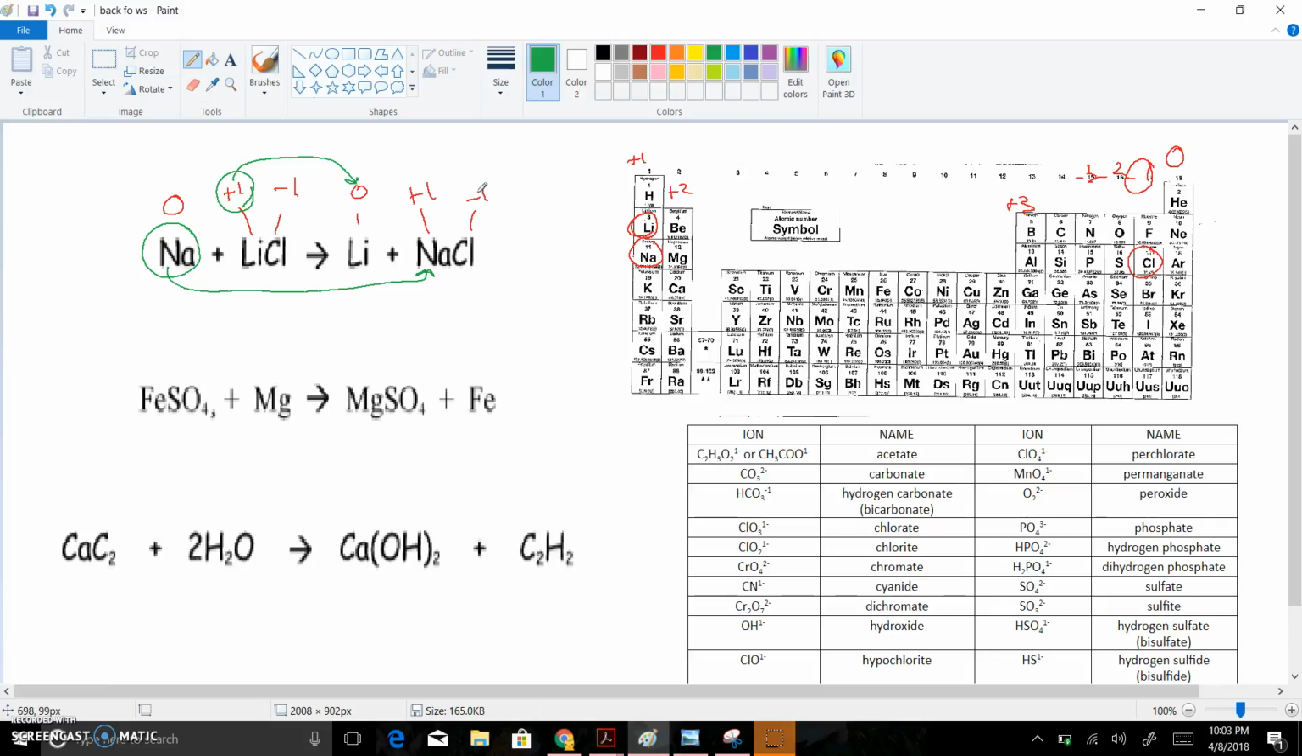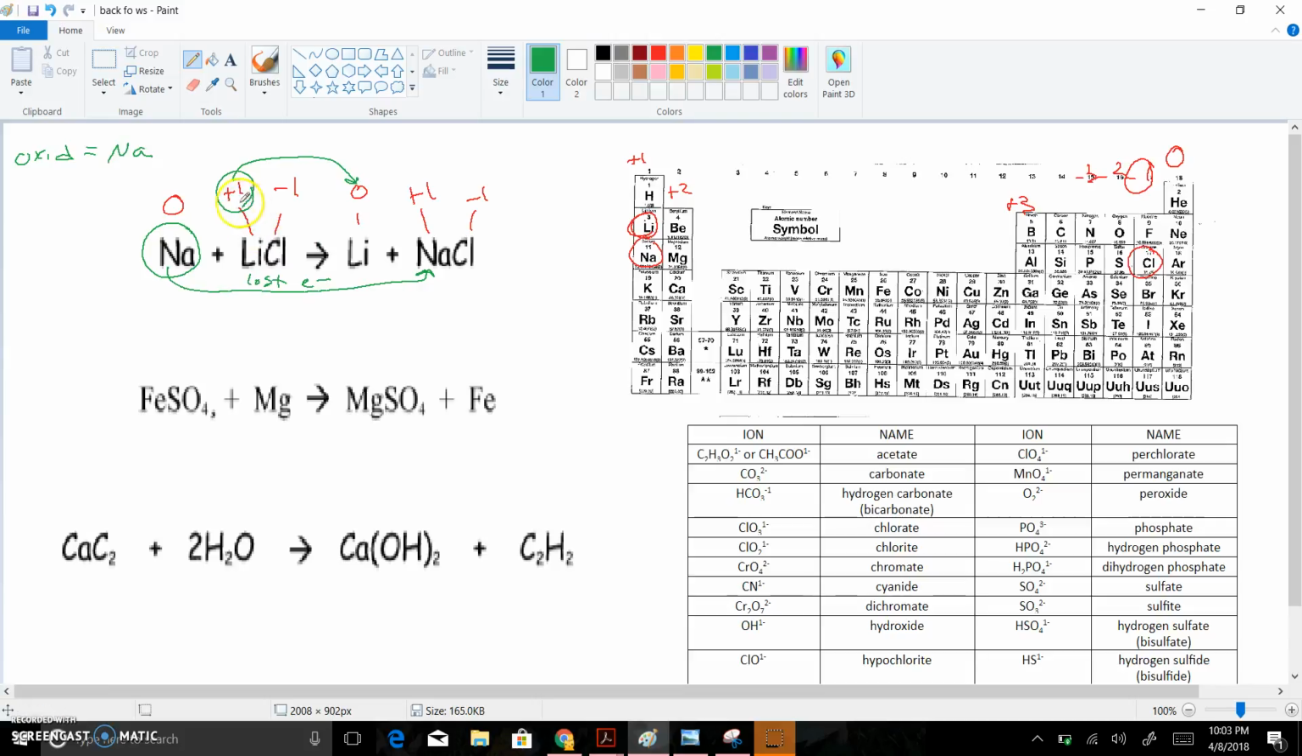Now I'm going to take a moment and see how the numbers changed. Na went from a 0 to a +1. The only way to become positive is if you lose negative stuff. Losing negative stuff means you lost electrons. Na has lost electrons. Lose electrons, oxidized. The thing that's oxidized in this case is Na.